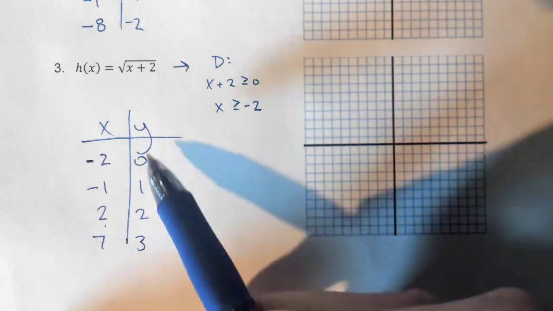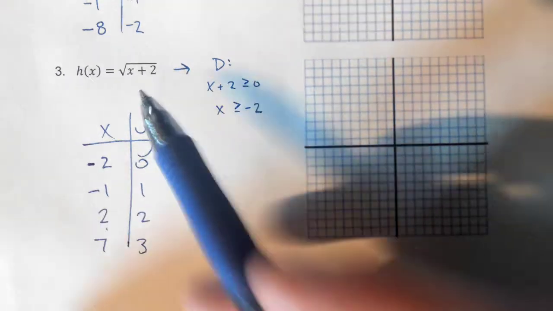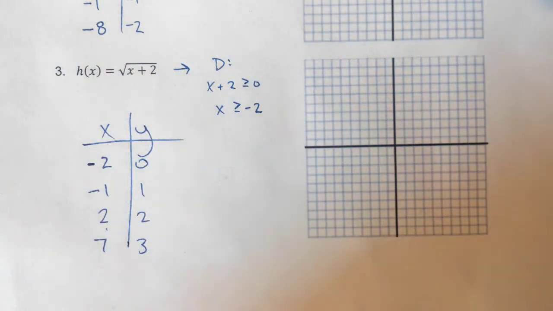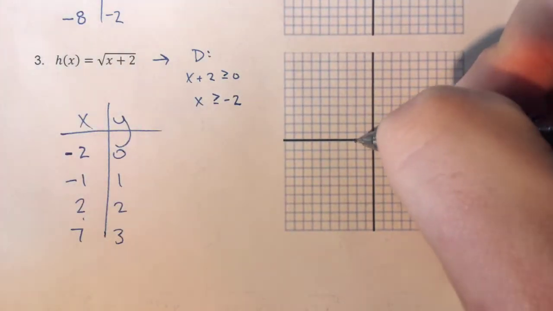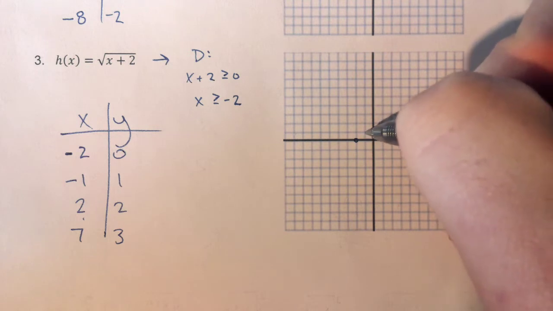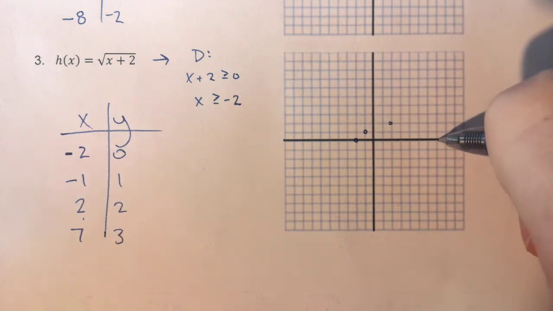They produce even numbers. If you pick like 5, 5 plus 2 is 7. Well, what's the square root of 7? I don't know. You'd have to figure that out. So let's graph these points real quick, and then we'll be done for the day. Negative 2, 0. Negative 1, 1. 2, 2. And 7, 3.